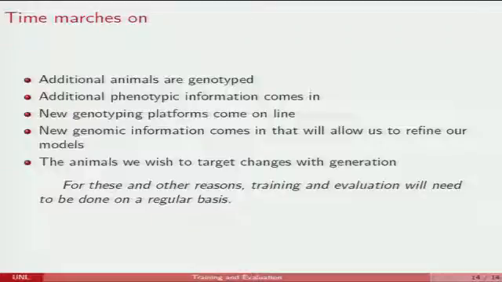And to tie that up, time marches on. We've got training, we've got evaluation, so we're like, okay, I did it, I'm done. But as we go forward, additional animals are getting genotyped. Some of the animals that had genotypes but were lower accuracy before are now higher accuracy animals. We're also getting additional phenotypic information as we go through. That's why some of the low accuracy animals are moving up to being higher accuracy.